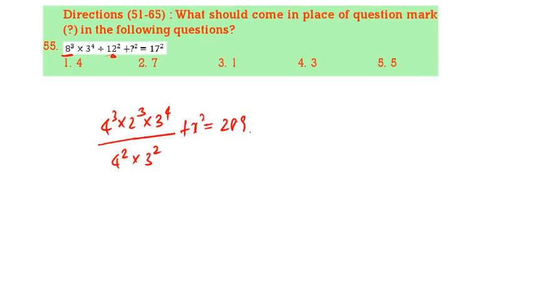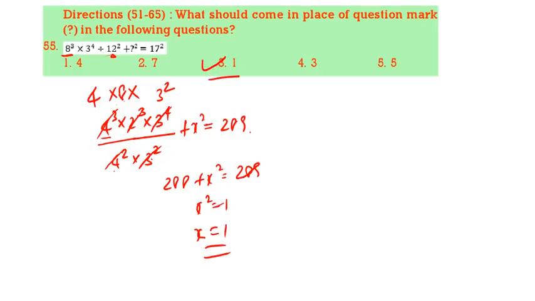Now do this. This is 4 cube by 4 square. So here we are left out with 4. This is 3 square by 3 power 4. Here we are left out with 3 square. Here we are left out with 8. Now 4 into 8, 32. 32 into 9, 288 plus x square is equal to 289. X square 1. X value is also equal to 1.